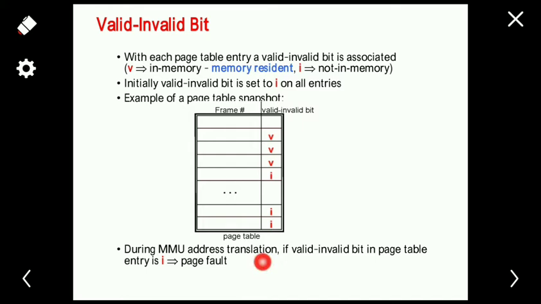Suppose while executing some program, some of the instructions are not available in the main memory, then they have to be fetched from the secondary memory. So while executing the particular process, if the pages are not available because of the invalid reference, then a page fault occurs.